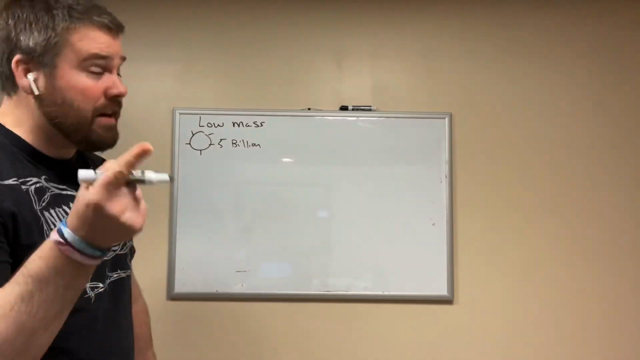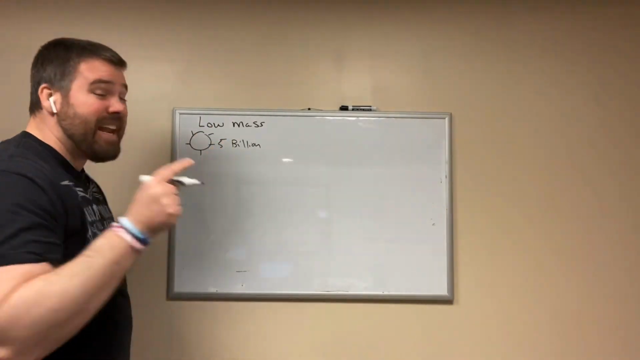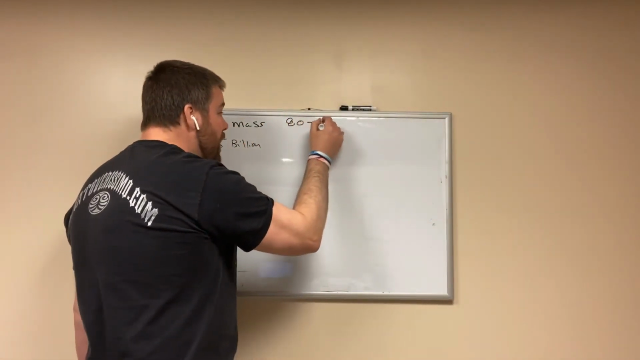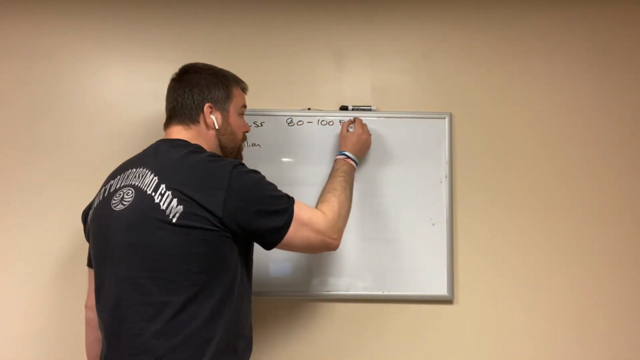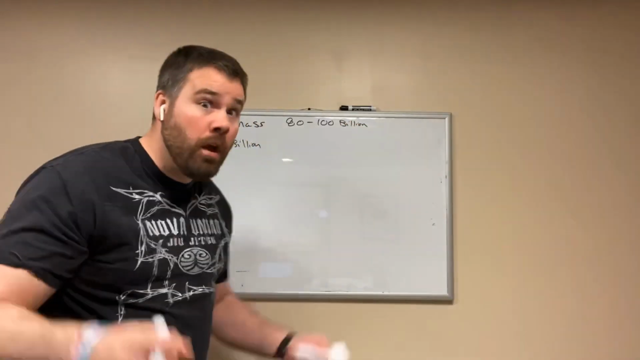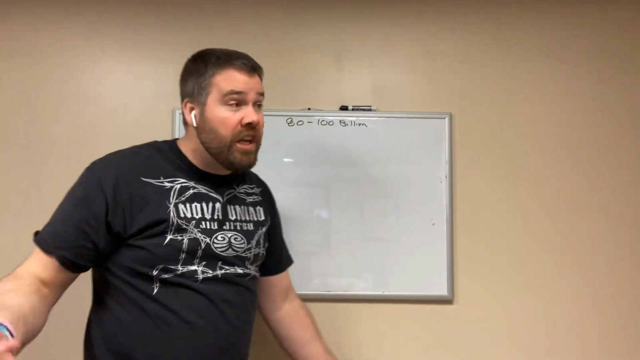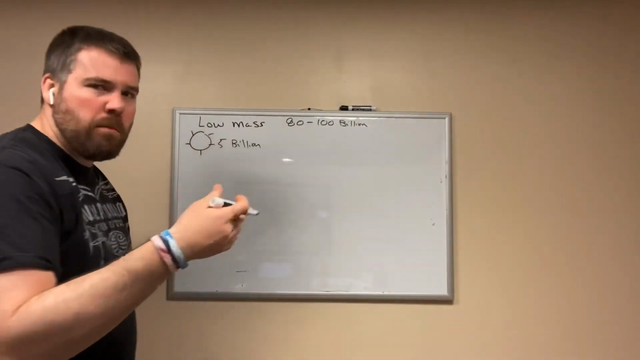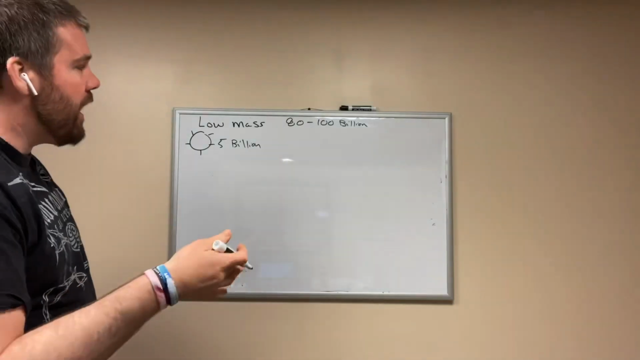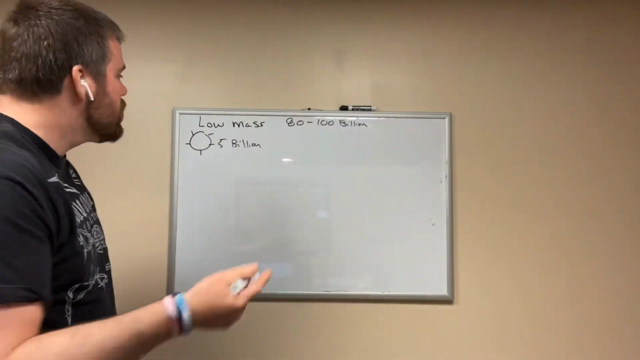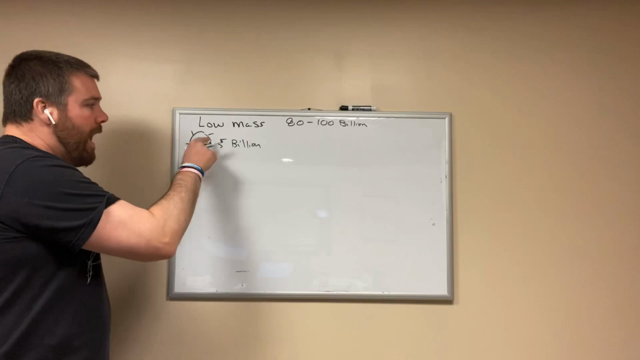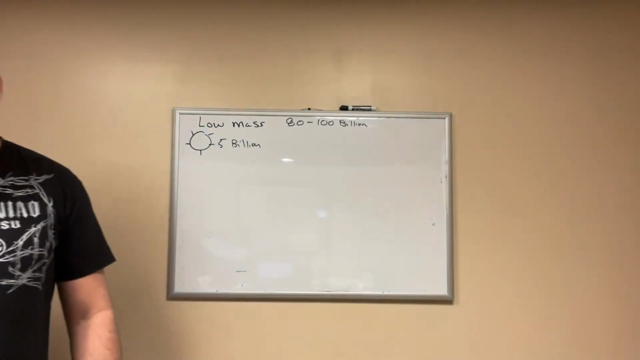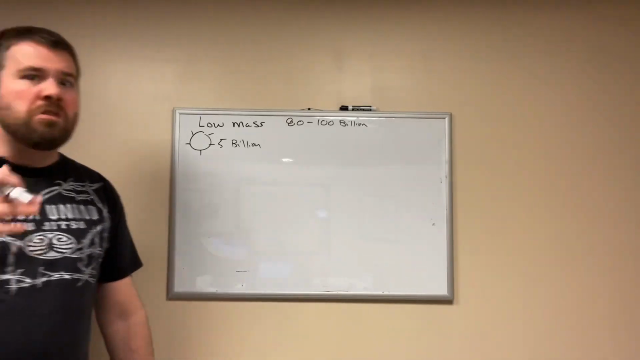I forgot to tell you something. These low mass stars can actually spend 80 to 100 billion years in the main sequence. So it takes them a lot longer. They mature a lot slower than high mass stars. So we have our low mass star. We start as the sun. It's been there about 5 billion years, with about 5 billion to go.